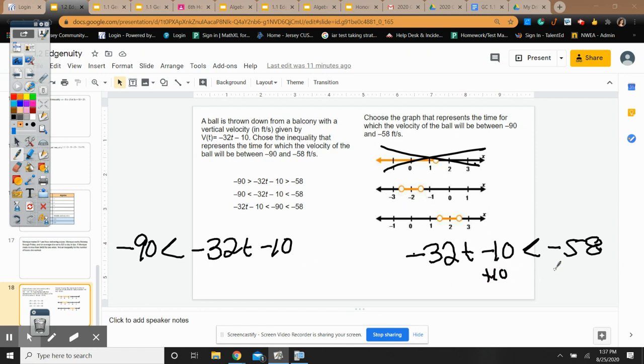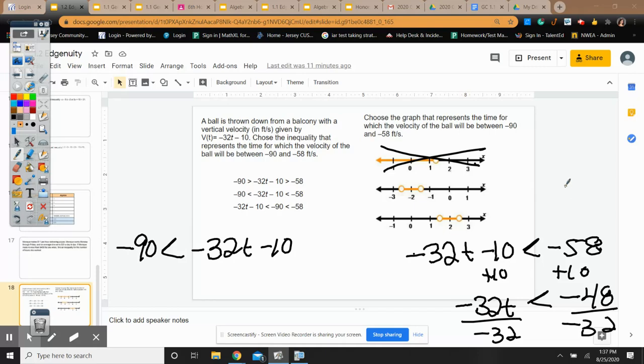If we add 10, -32t less than -48, divide by -32, it's kind of garbagey, isn't it? So t is going to be less than -48 divided by -32. I'm typing it in my calculator. -48 divided by -32. 1.5. So t is less than 1.5. So we're looking at this one. Oh, it doesn't look like t is less than 1.5. It doesn't look like it's greater than it. Oh, what did I do?